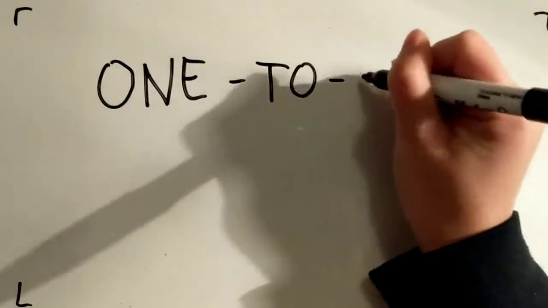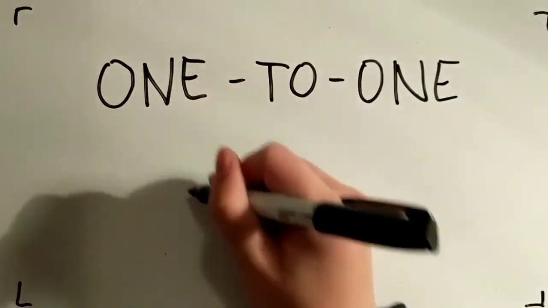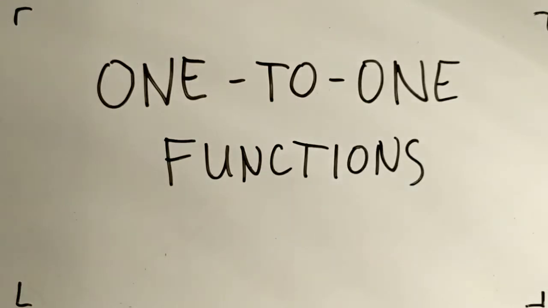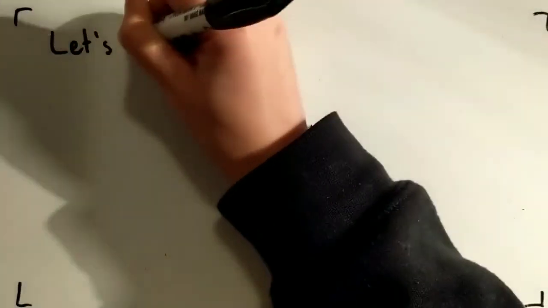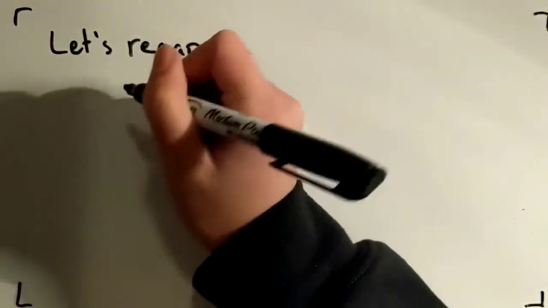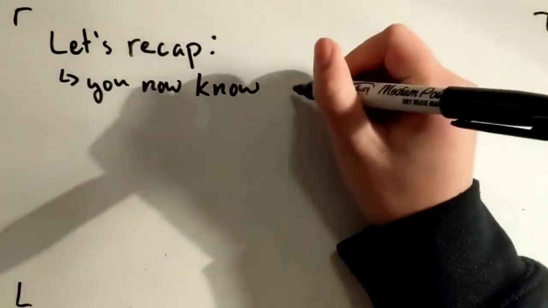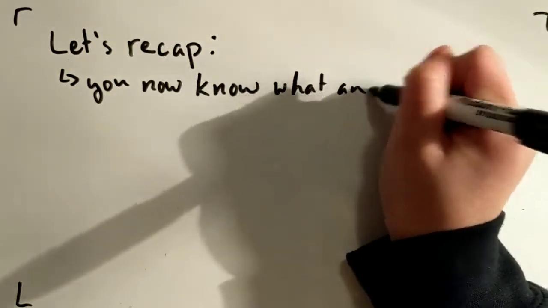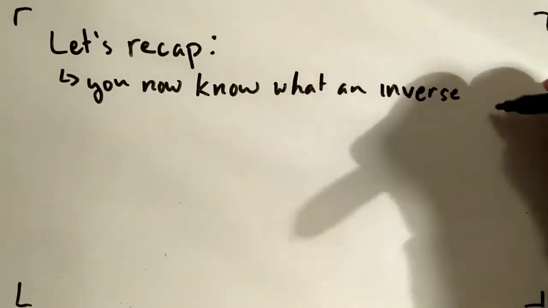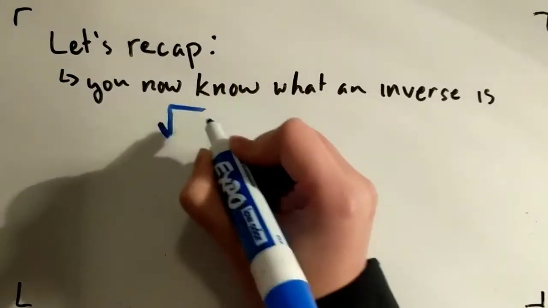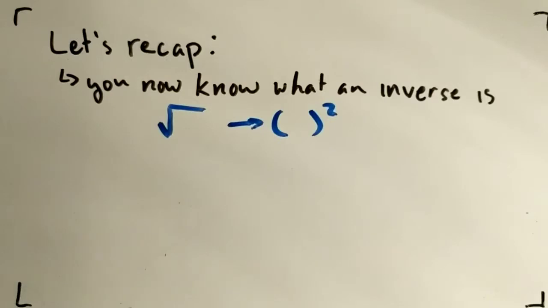In this video, you will be learning about one-to-one functions. So let's recap what you've already learned from the previous videos. You now know what an inverse is, and we demonstrated this with the example of the square root being the inverse of something being squared.